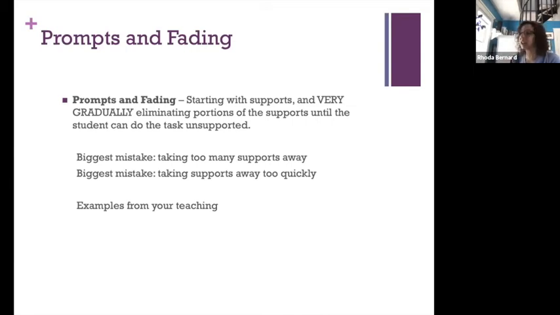So the biggest mistakes we make here with prompts and fading are taking too many supports away, going from 60 to 0, like the keyboard example, or taking the supports away too quickly, right? So if she had changed bracelets every week with him, it would have been too fast. So think about how we can use prompts and fading in our teaching.